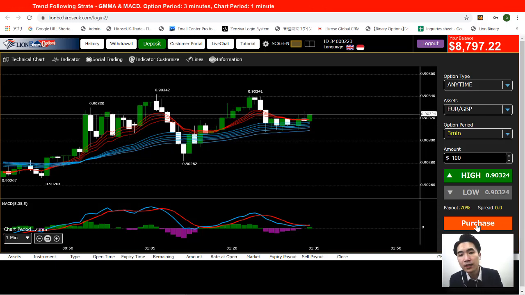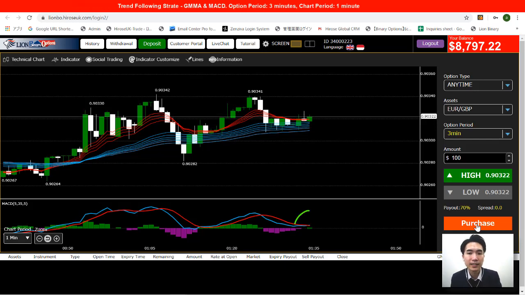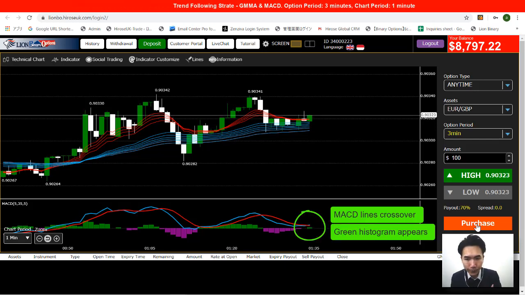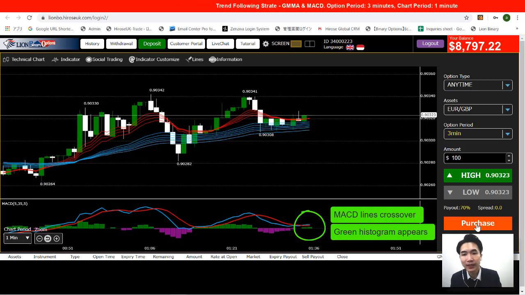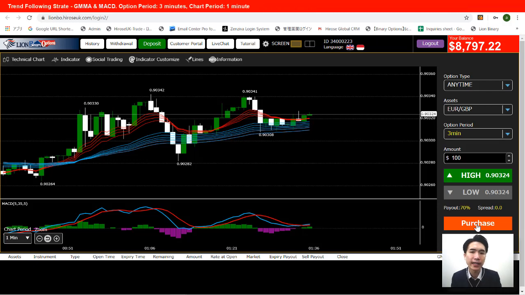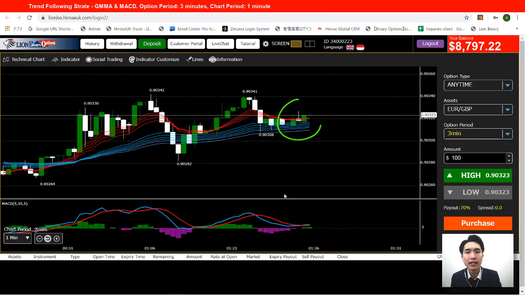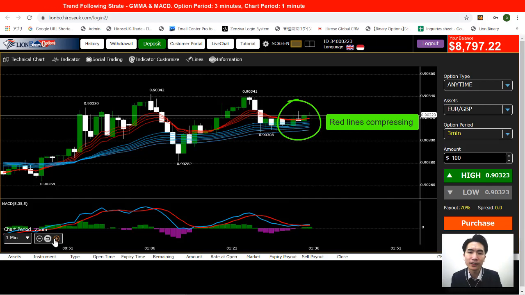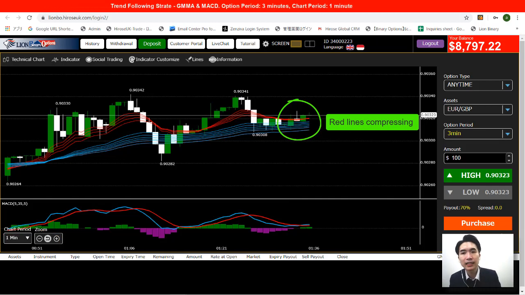our trade. Now if we take a look at the MACD, we see that the two lines crossover, and I have a green histogram. That is a bullish indication. If we take a look at the GMMA and zoom in a little bit here, we see that the red lines are still compressing, so it's not expanding.